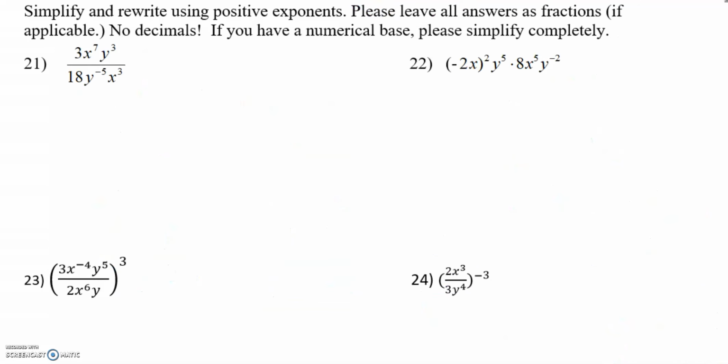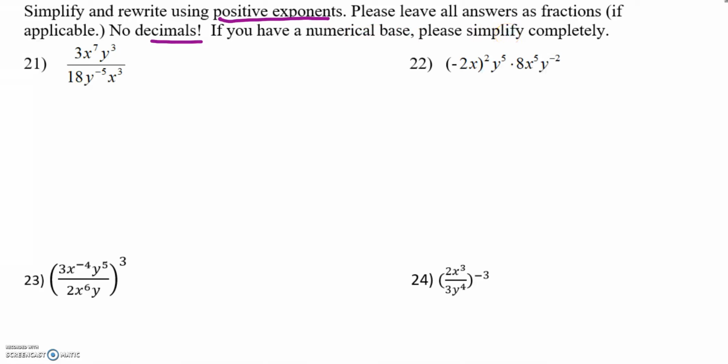All right, some review of exponent rules. You're going to keep seeing these on your cumulative review packets. You want to rewrite everything with positive exponents, no negatives please, and no decimals. If you have a numerical base, you want to simplify completely.